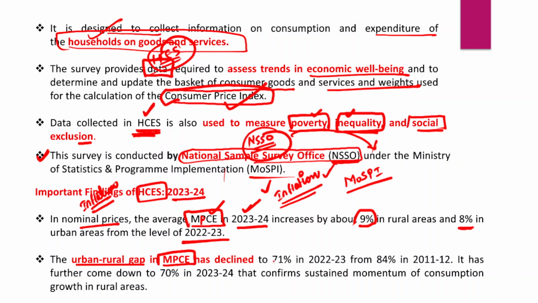If you look at the urban-rural gap in monthly per capita expenditure, it has declined to 71% in 2022-23. Earlier it was 84% in 2011-12, so it has declined to 71% after a decade, and it is expected to come down to 70% in the financial year 2023-24.